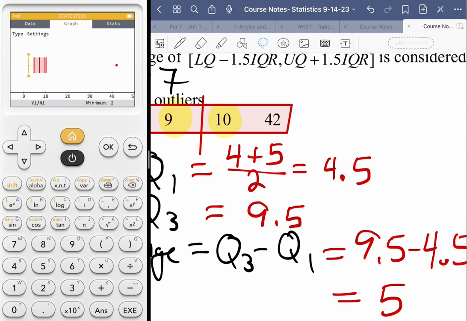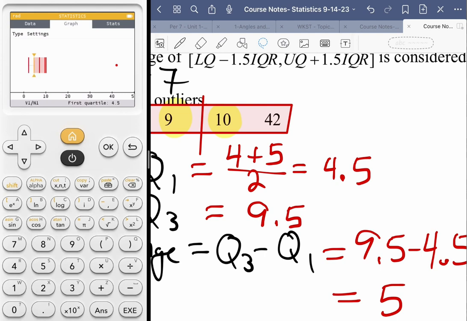This is related to what we just figured out with the quartiles. The lower quartile, median, and upper quartile. This graph also tells you that stuff too. Right? So it gives me the minimum, which was easy enough to find. 2 is the smallest number.